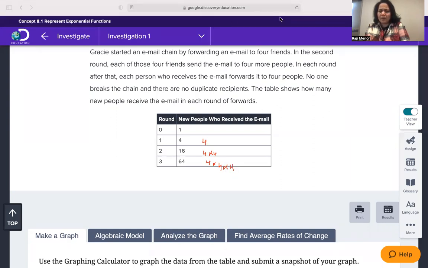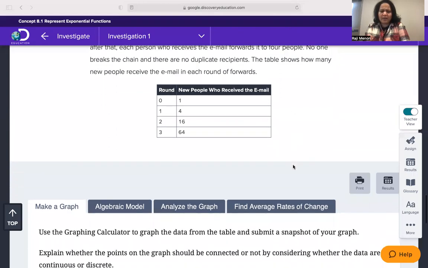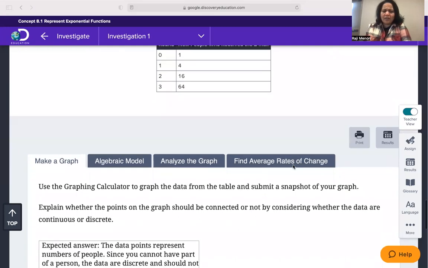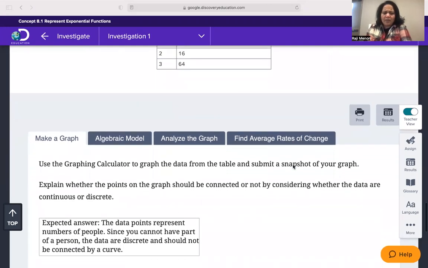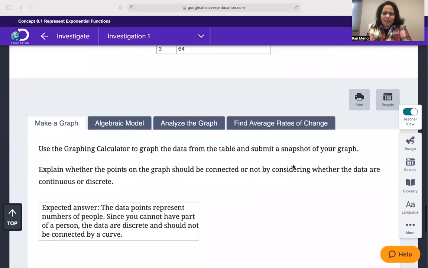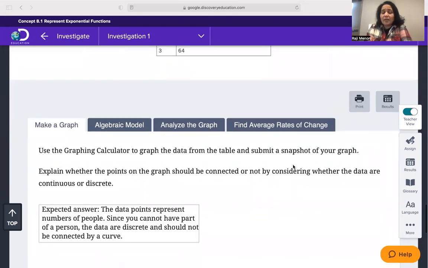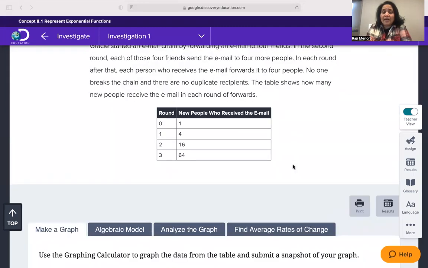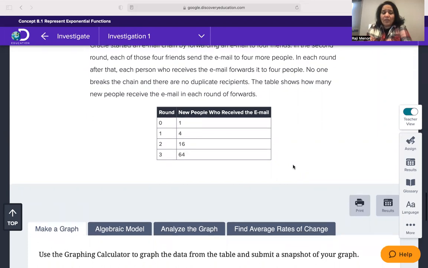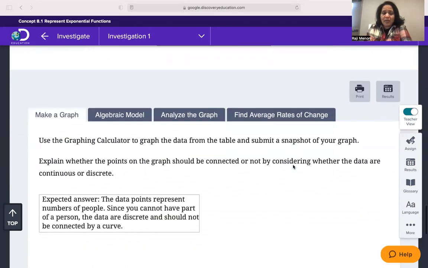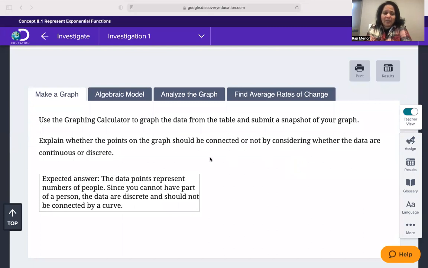Okay. Now, what they're trying to tell you. Let's explore it. Make a graph. Using the graphing calculator, you can put this data in. The data points represent the number of people, and your data are discrete and should not be connected by a curve. Yeah, because these are data of people, so we cannot say 2.4 or 4.6, things like that. It has to be discrete data. Discrete means only whole numbers, not continuous data.